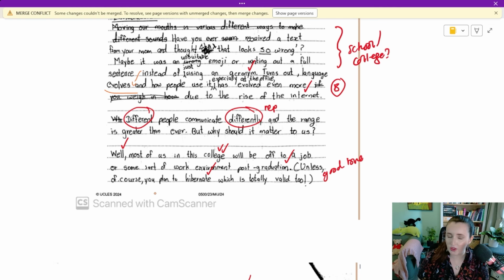First sense of audience there. So we've got a nice semi-formal tone, a little bit of joking, a little bit of liveliness, which is quite nice.